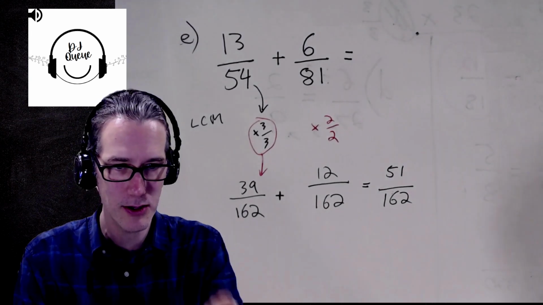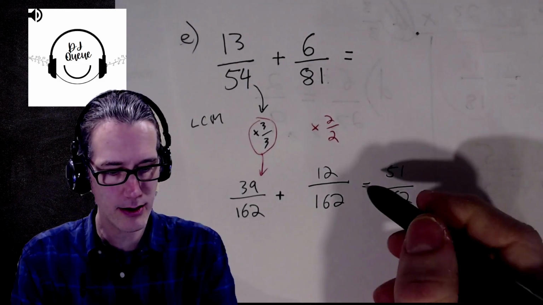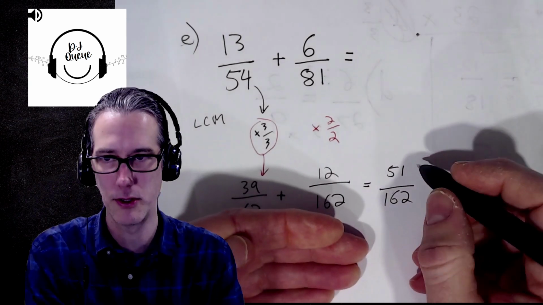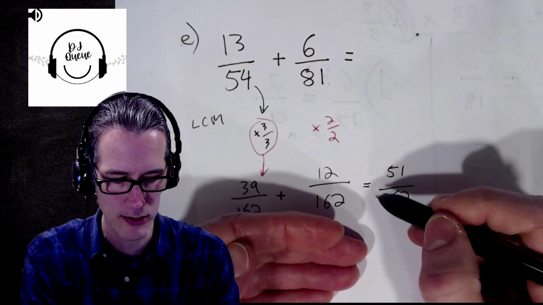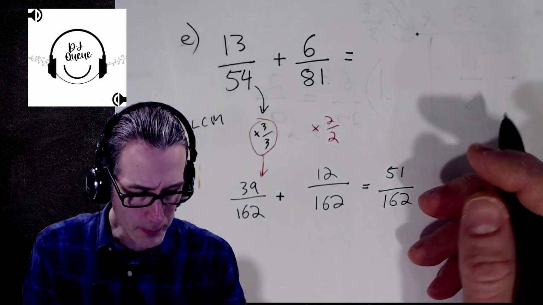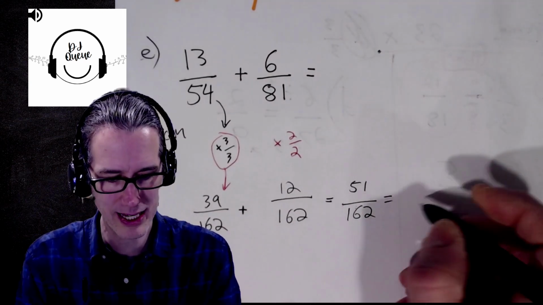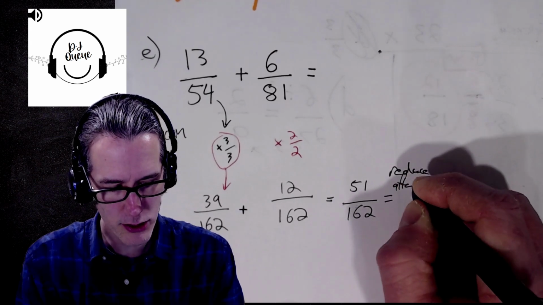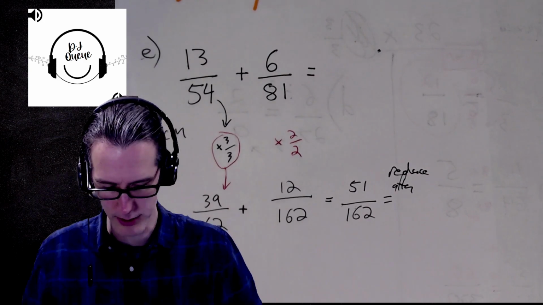But as some of you noticed, you need to reduce it, right? So at that point, you reduce it after the fact. See what common factor you can pull out of 51 and 162, and if you do, you can reduce that down. But here's the trick. Ready? We can reduce after, but I want to show you a neat little trick about reducing before we even do this.